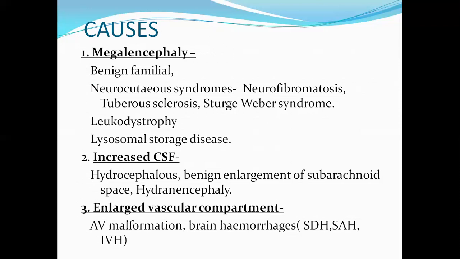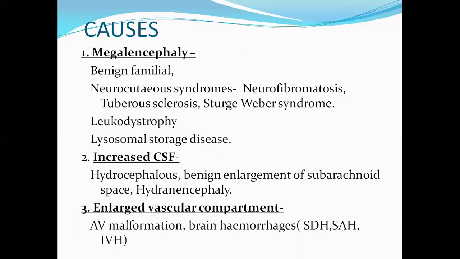Then there could be neurocutaneous syndromes, like neurofibromatosis, tuberous sclerosis, and Sturge-Weber syndrome. Then there are leukodystrophies and lysosomal storage diseases. Then important is increased CSF, as we saw in the last picture, that is hydrocephalus: increased CSF, benign enlargement of the subarachnoid space, and hydranencephaly. In hydranencephaly, there is only fluid in the skull, there is no cerebral tissue.